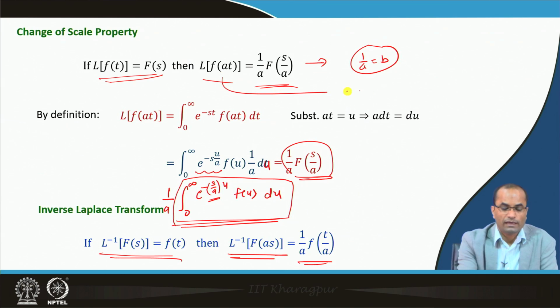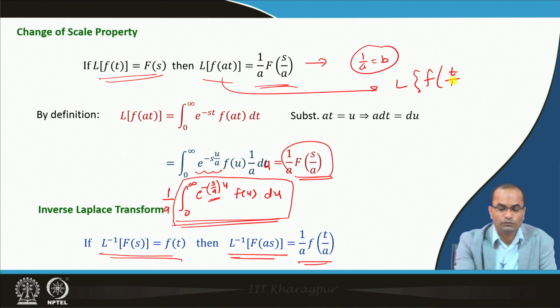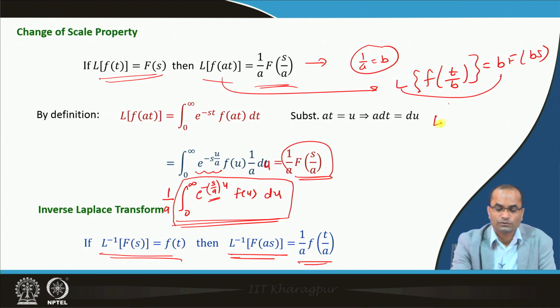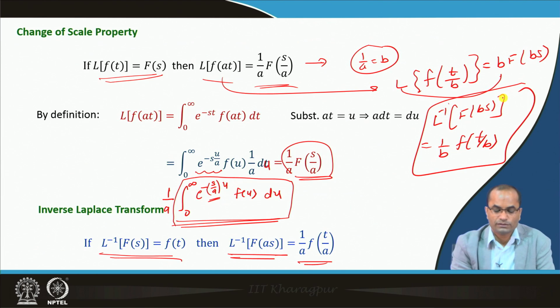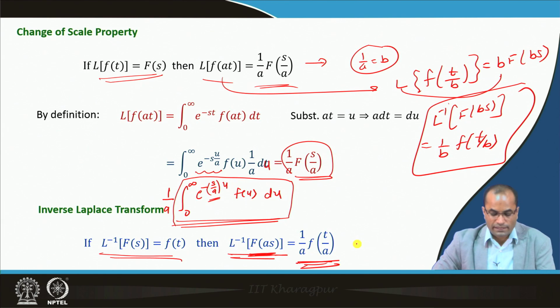the Laplace of f(t over b) will be b and F(b s). Or if we take the other side, the Laplace inverse of F(b s) will be 1 over b and f of t over b. So, we have this property for the inverse, that the Laplace inverse of F(a s) is 1 over a f(t over a).